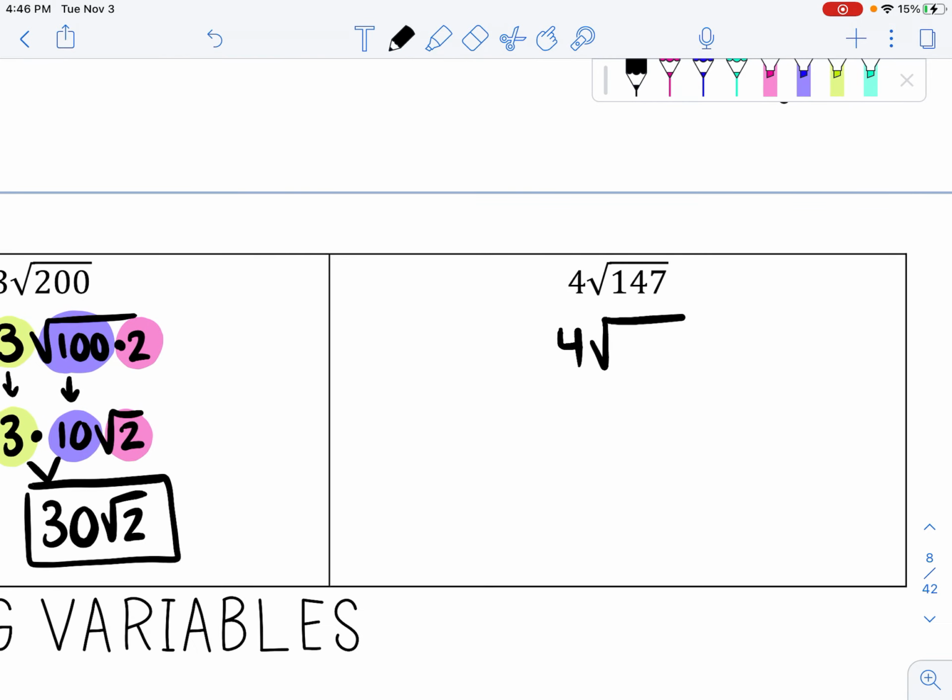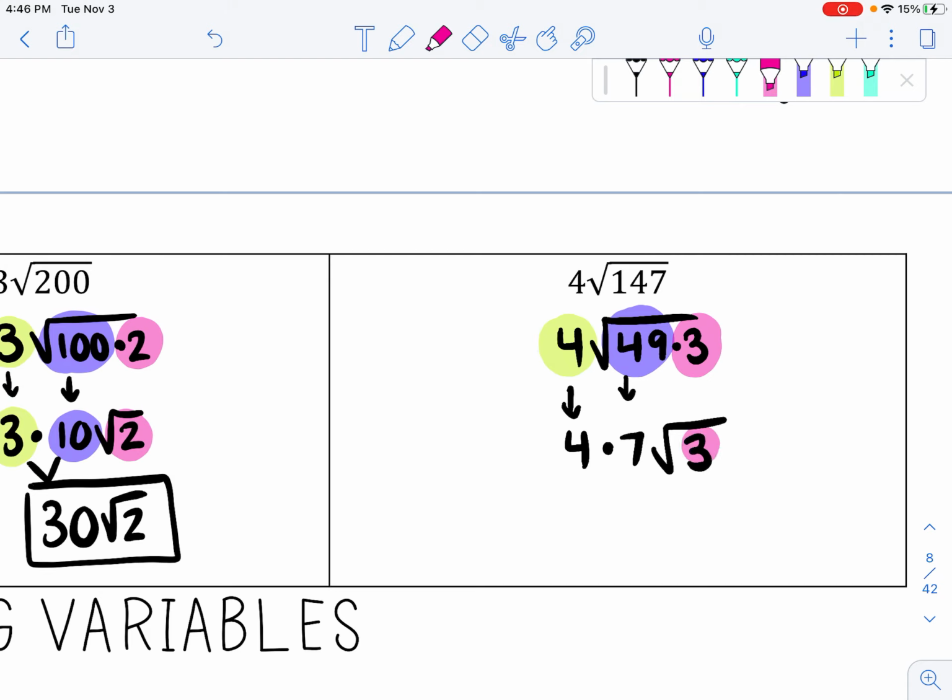So I can rewrite this as 4 times the square root of 49 times 3. Which 49 is good, 3 is not, and there's already a 4 out front. So that gives me 4 out front. The square root of 49, which is 7, so that 7 joins that 4 out front, and then the 3 is still trapped. So 4 times 7 gives me 28. So this gives me 28 square root of 3.